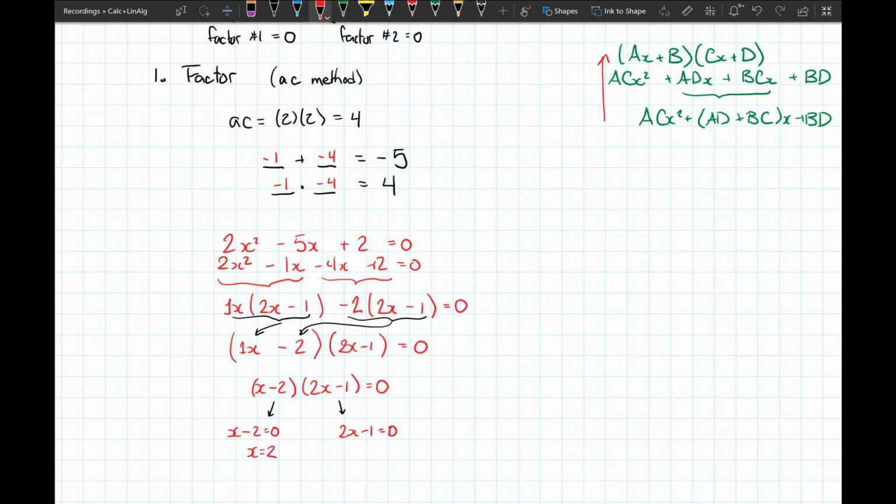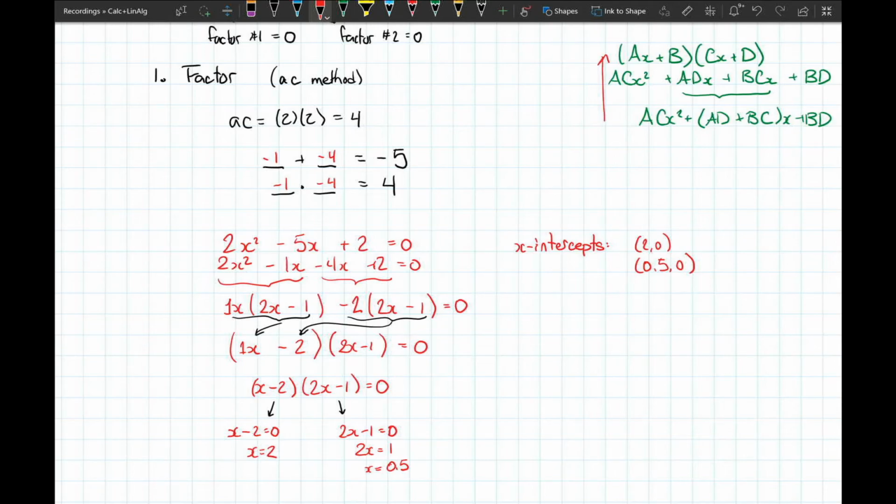Add 2 to the other side, x could equal 2. That's one solution, and that's one of our x-intercepts. The other option, 2x could equal 1, in which case x must equal a half. And so that is our second x-intercept. The x-intercepts of this parabola would be (2, 0) and (0.5, 0), because remember that x-intercepts always have a y-coordinate of 0.